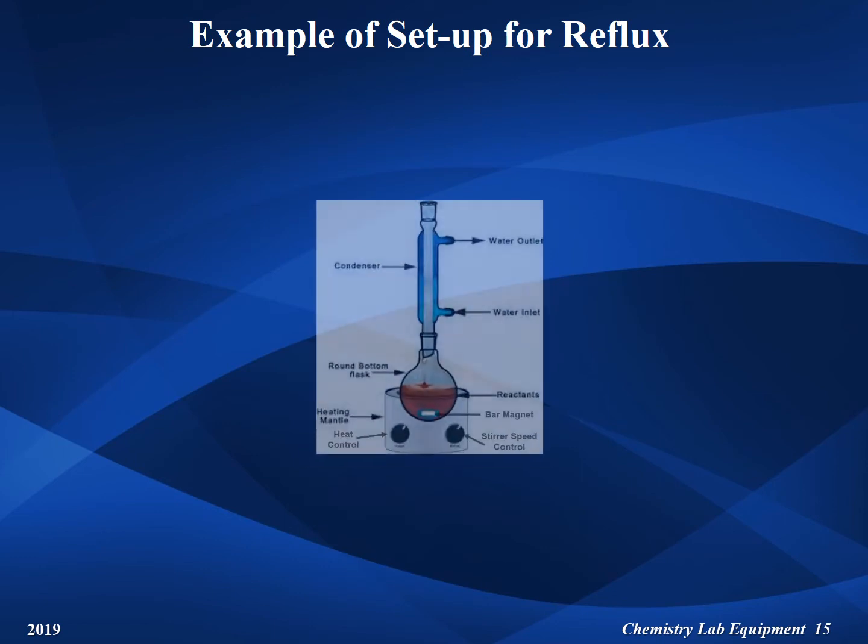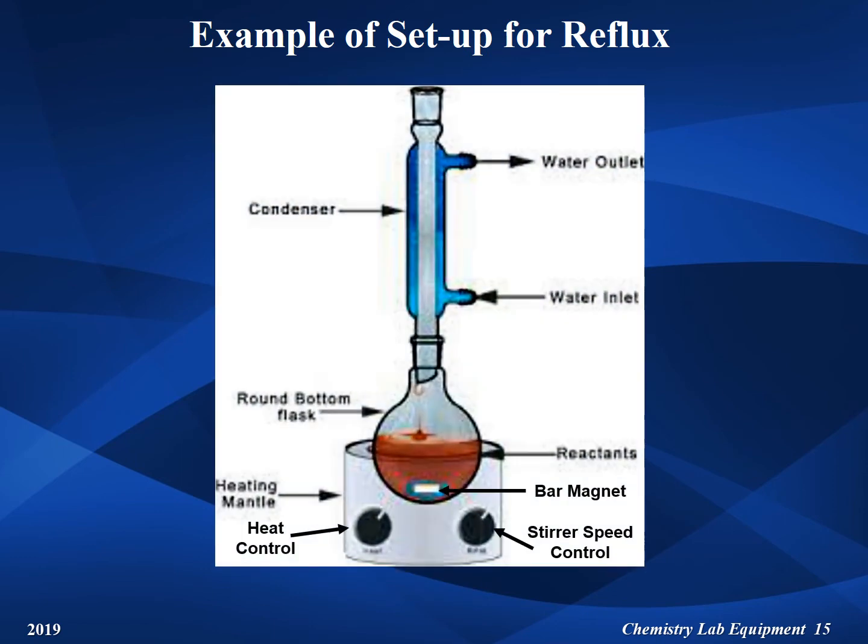An example of a reflux setup is shown in this diagram. The reactants are placed in the round bottom boiling flask, which has a Liebig condenser attached. The flask is mounted in a heating mantle with controls for regulating the heat and the stirrer. A Teflon-coated bar magnet in the liquid at the bottom of the flask is used to keep the mixture stirred during heating.